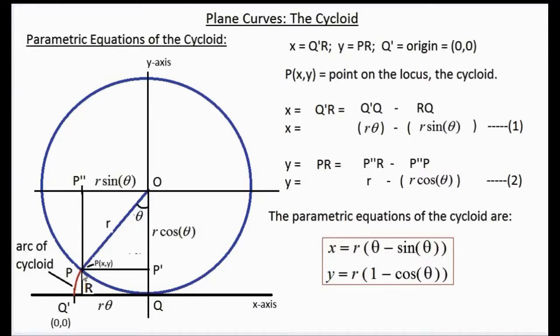Likewise, the y coordinate, which is PR, this distance, which is y, may be seen to be P double prime R minus P double prime P, this distance, which is equal to r minus r cos theta. So the parametric equations of the cycloid are as shown: x equals r times theta minus sine theta, and y is r times 1 minus cos theta.